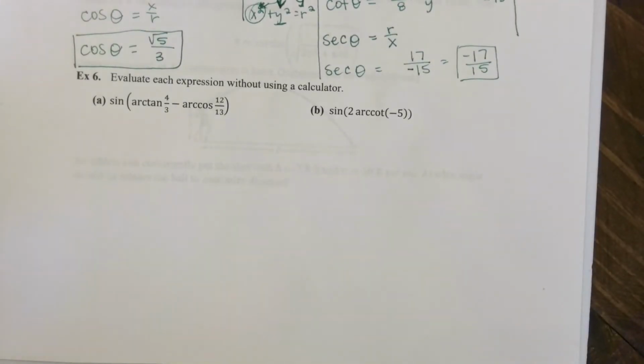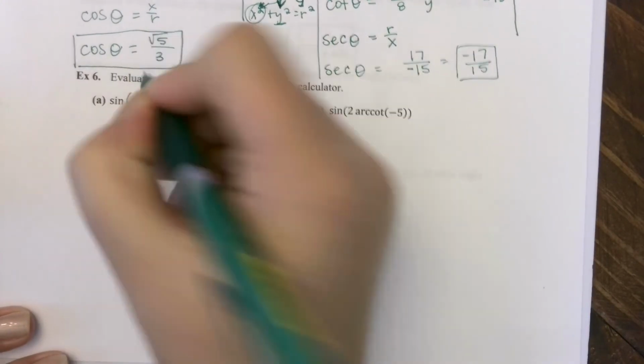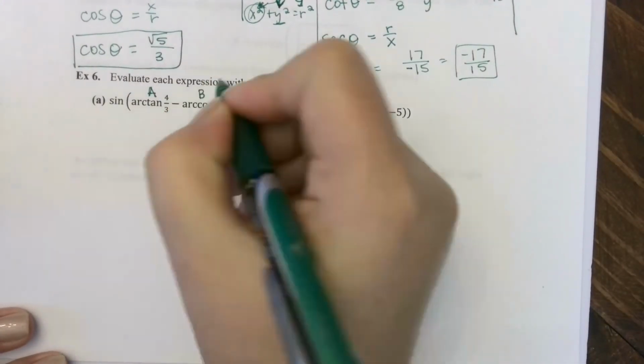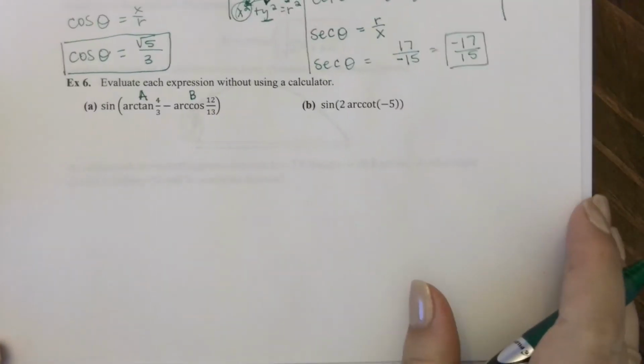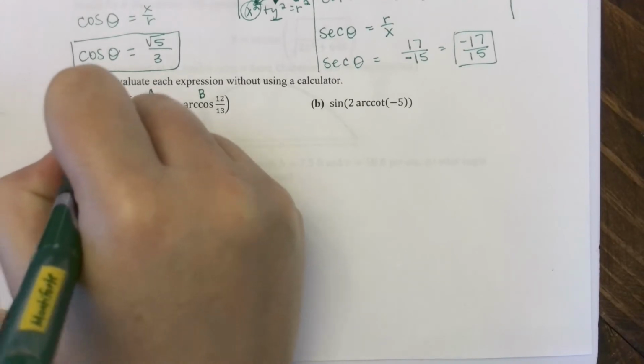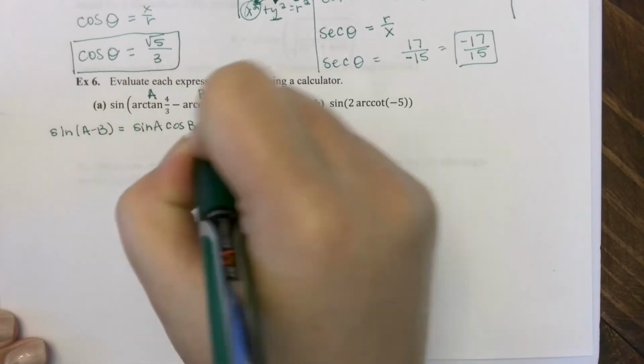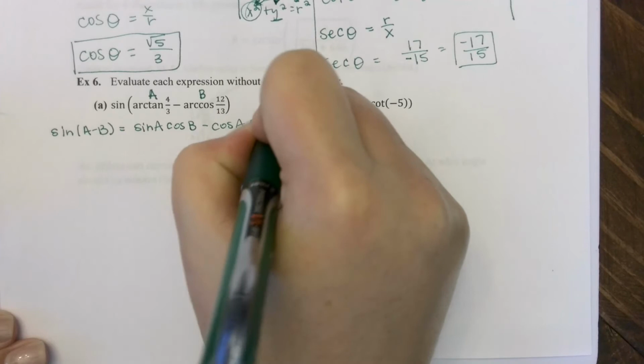Example 6. Evaluate each expression without using a calculator. So we have sine of arctan of 4 over 3 minus arc cosine of 12 over 13. Okay, so we're going to go back to the difference identities for sine. If we let arctan of 4 over 3 equal A, and arc cosine of 12 over 13 is B, we can rewrite this equation. So we have sine of A minus B is equal to sine A cosine B minus cosine A sine B.